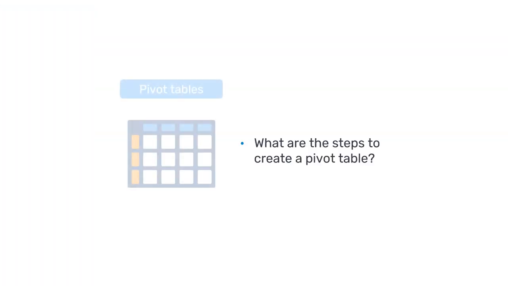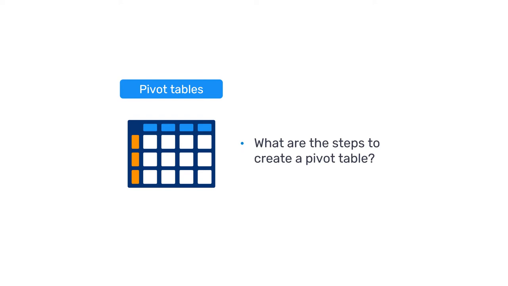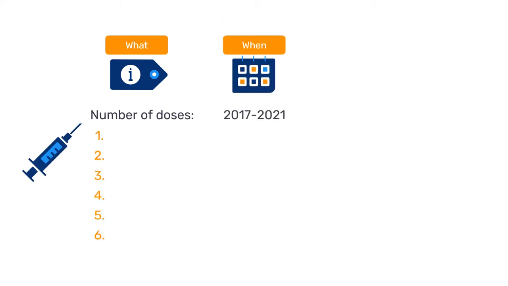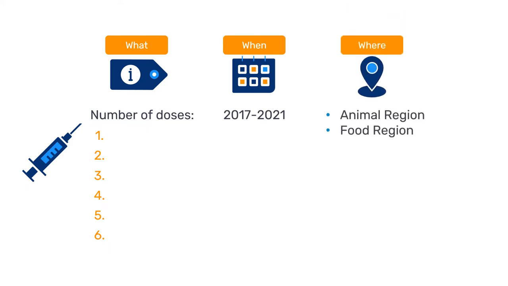What are the steps to create a pivot table in DHIS2? Let's say we want to know the number of doses of 6 different vaccines that have been administered since 2017 in the 2 regions of training land.